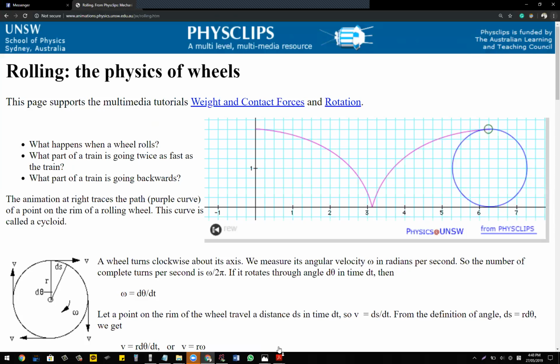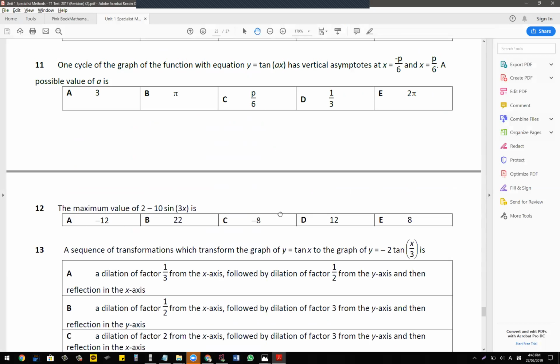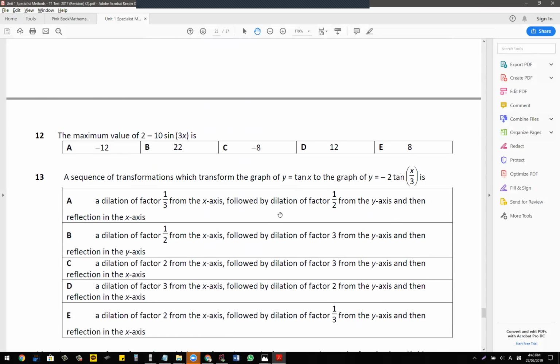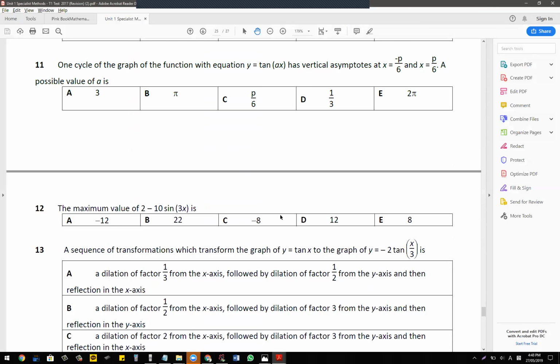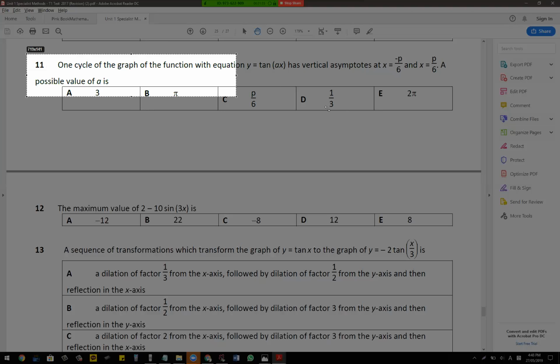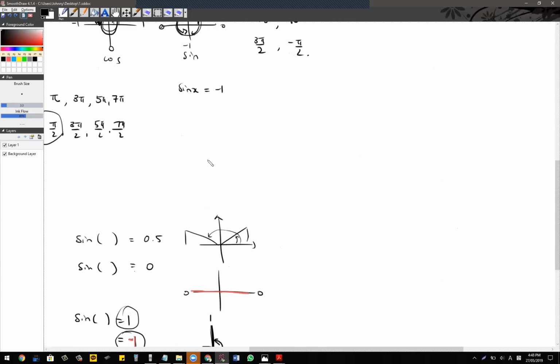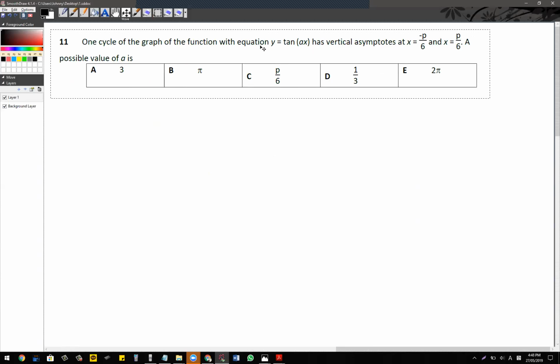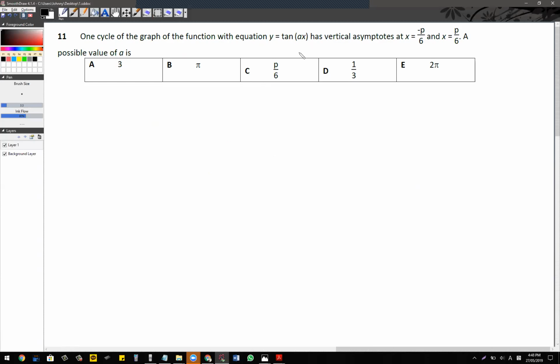Now we're going to move on to the next question, 11. I'm going to try 11 now. One cycle of a graph of a function of this equation has a vertical asymptote at this and this. This is pi here. A possible value of a is, all right, now you need to know that the tangent graph looks like this. Up, and then there's an asymptote, and then there is another, and that's basically pi.